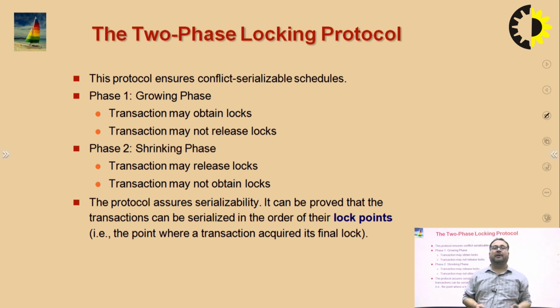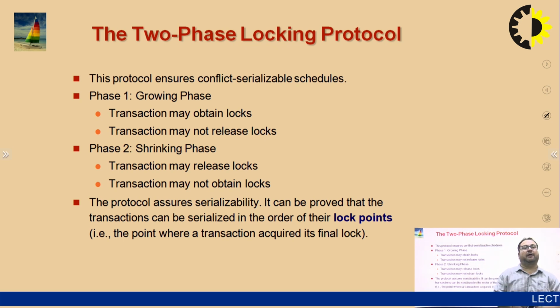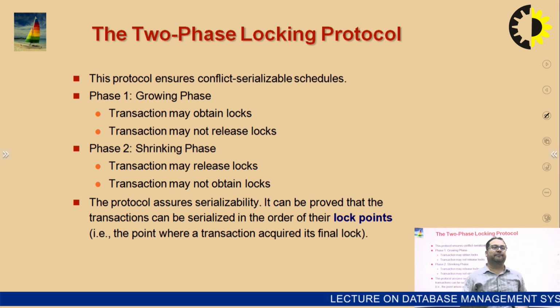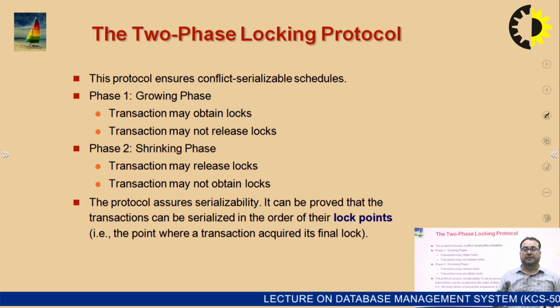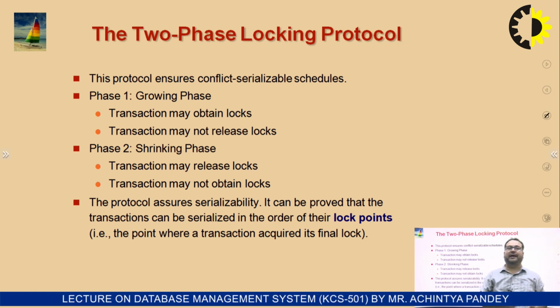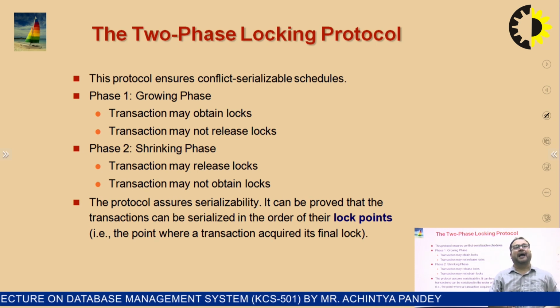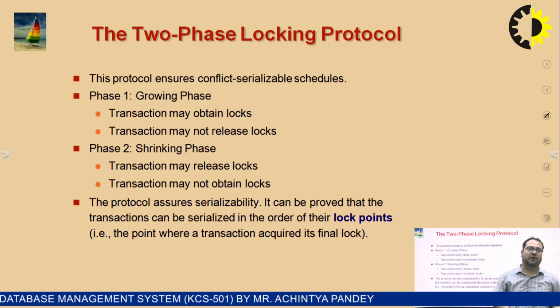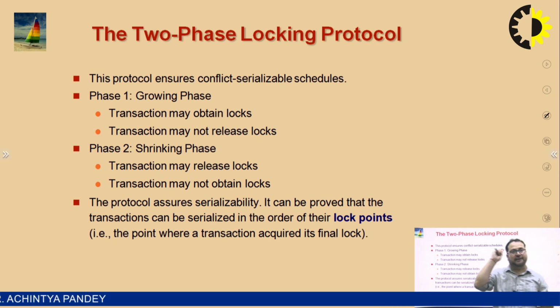The phase where the transaction takes locks on data items is called the growing phase. And where the transaction unlocks data items, that phase is called the shrinking phase. So where the data items are being locked, that is the growing phase, and shrinking means unlocking the data items. If a transaction follows only two phases, growing and shrinking, it cannot go growing, shrinking, growing again, as that would violate the two-phase locking protocol.